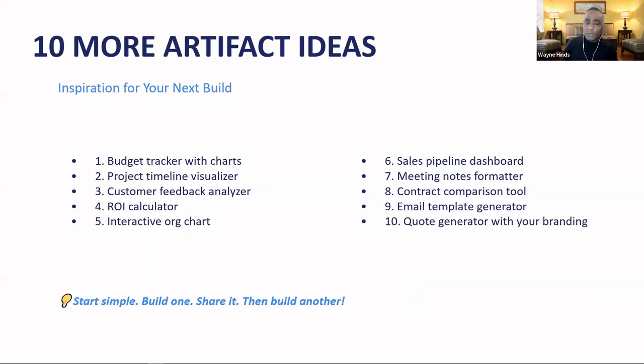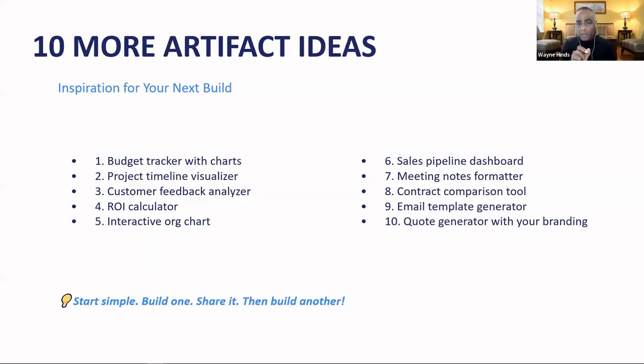Let me go back to this chart here, where for artifacts, look at some of the things you can do. These are just 10 examples that we've come up with. A budget tracker with charts, which is similar to the FinTrack one I just did. A project timeline visualizer. Customer feedback analyzer, return on investment, ROI, calculator, an interactive organization chart or org chart, or even a sales pipeline dashboard. The sales pipeline dashboard could be similar to the decision matrix one that we did in the beginning, where you start playing around with projections.